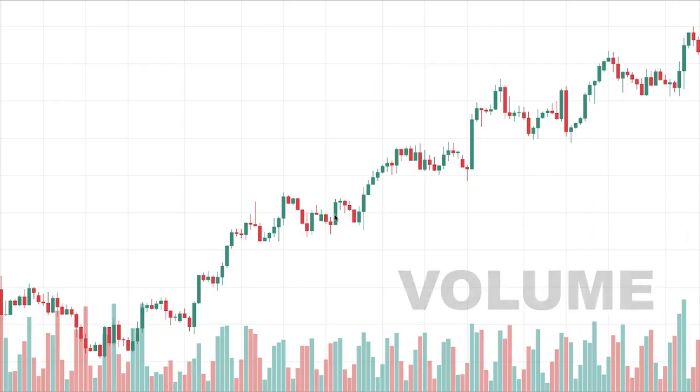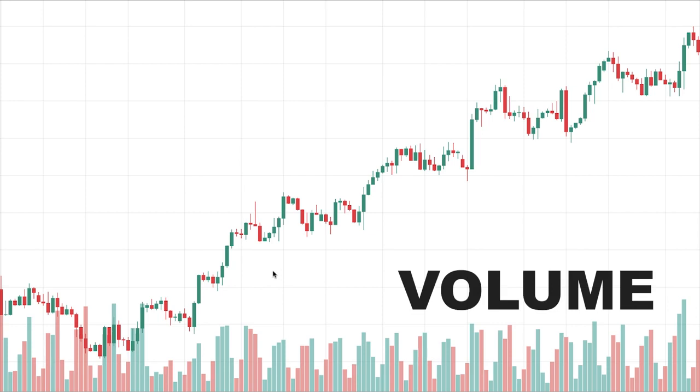Alright, as you know, volume is one of the most important tools in technical analysis, especially in price action analysis, and it plays an important role in many trading strategies. So, learning how to analyze volume in conjunction with the price movement is an important skill that you must develop.